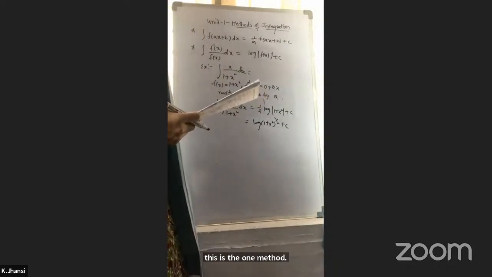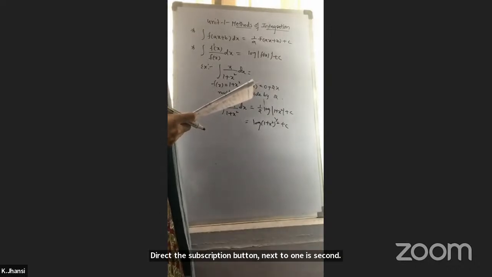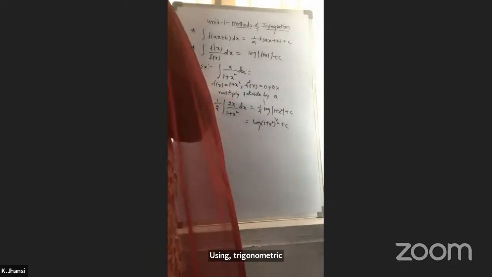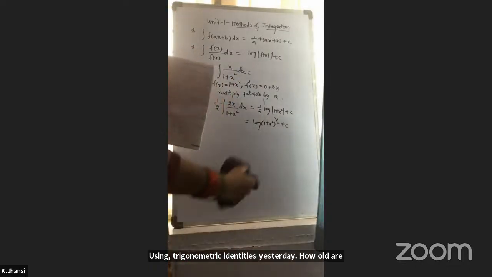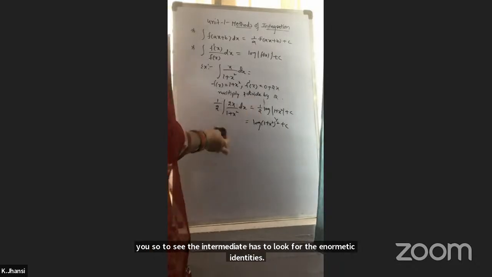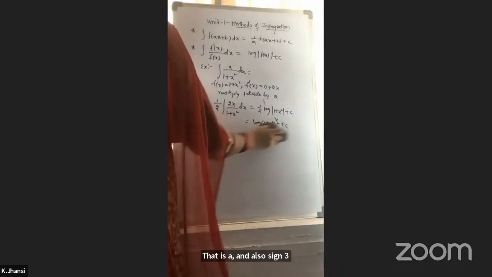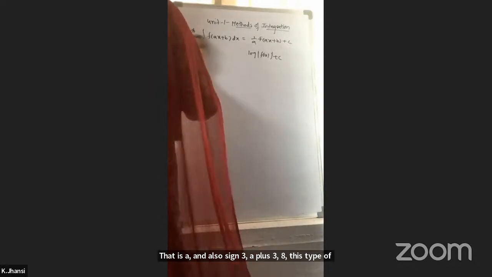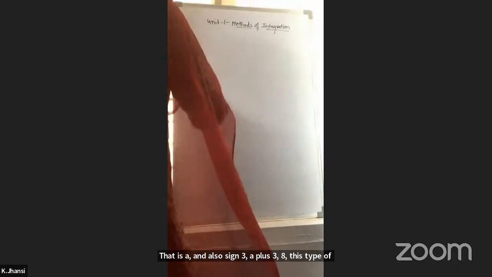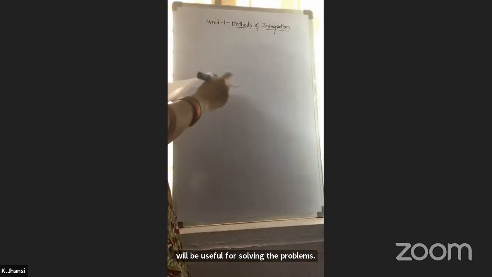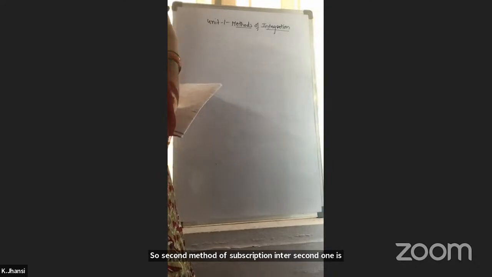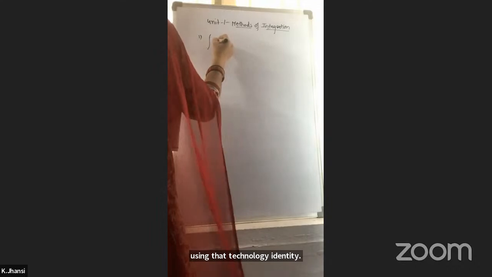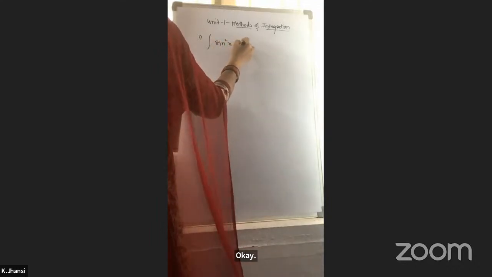The second method is integration using trigonometric identities. Yesterday I told you to see the intermediate textbook for the trigonometric identities, that is sin 2a, cos 2a, and also sin 3a, cos 3a. Such identities will be useful for solving the problems. So the second method of substitution is by using the trigonometric identities. You can take here the integration of sin square x into dx.